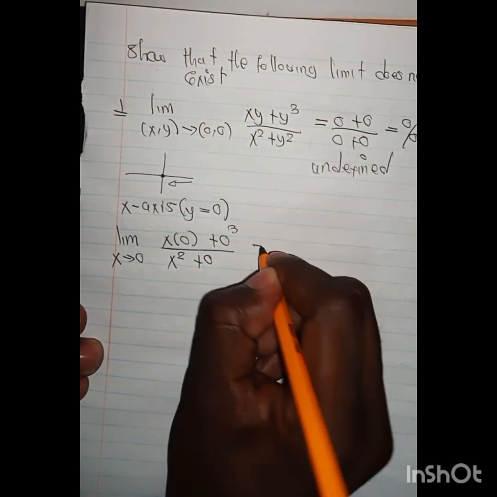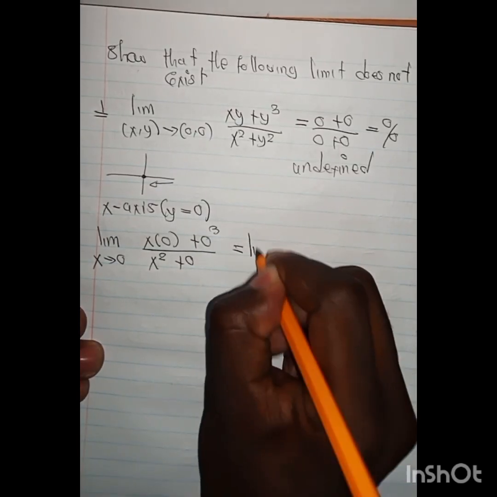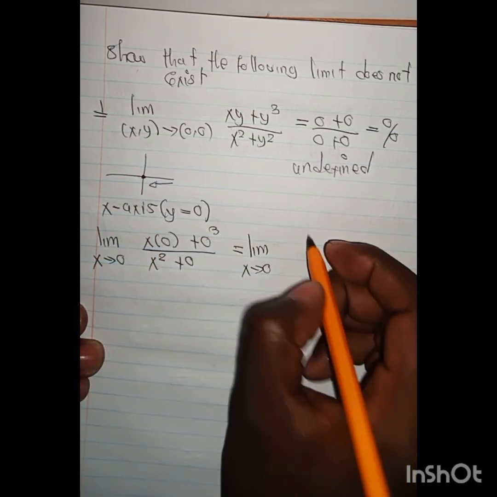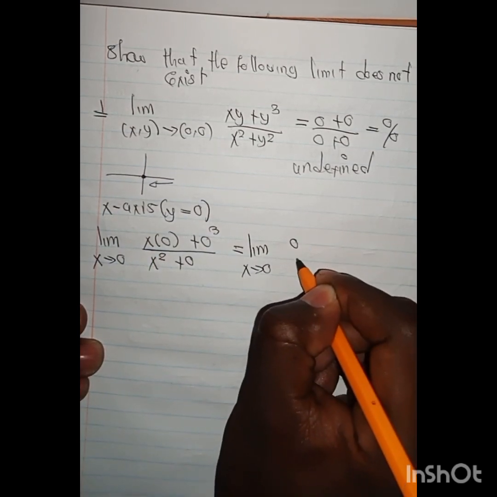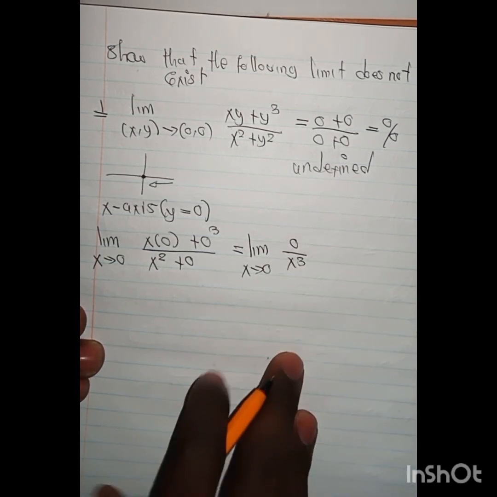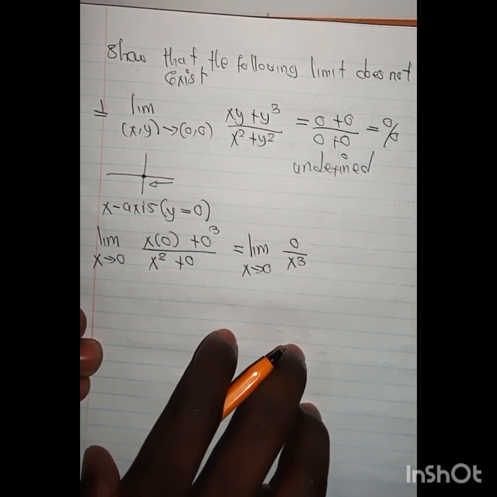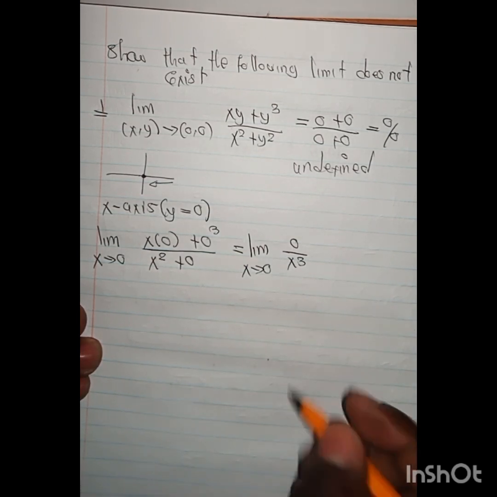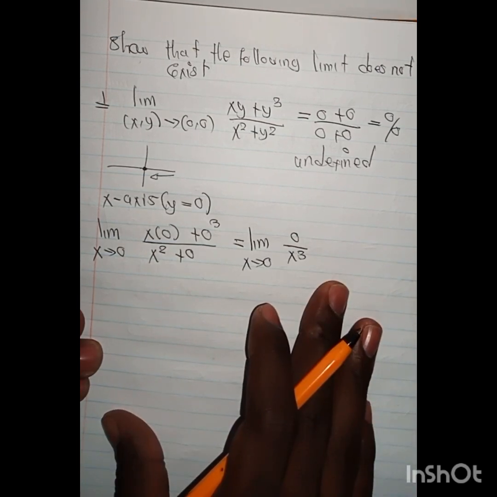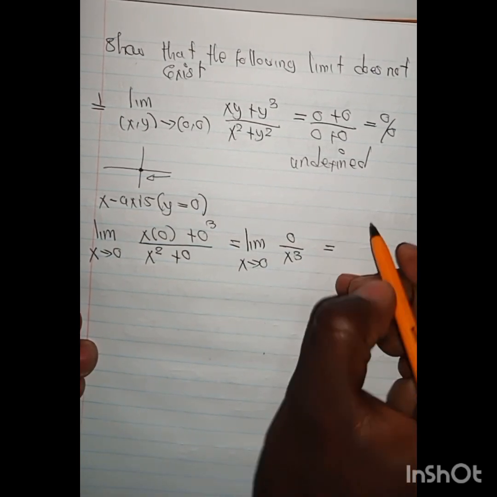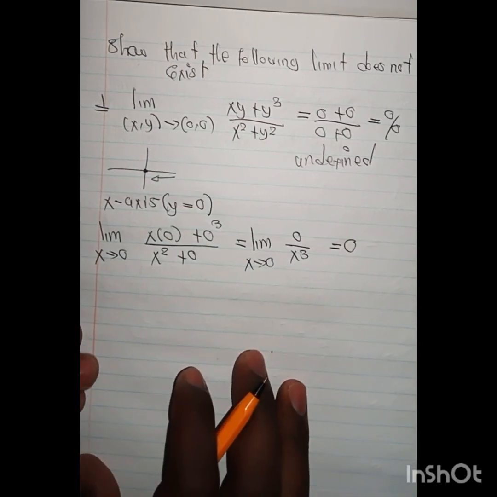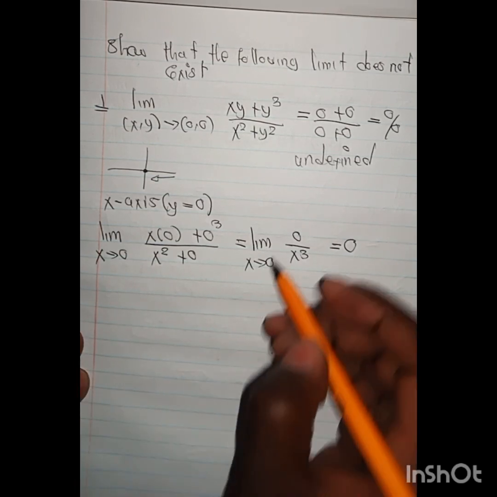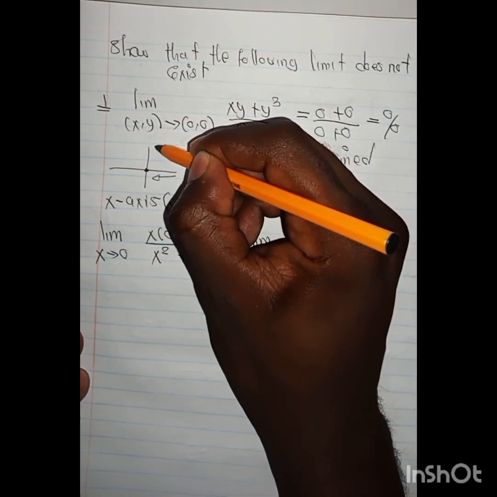Then we have the limit as x approaches 0. x times 0 is just 0, so this is now 0 over x cubed. Then we can do the direct substitution: 0 over x cubed is just a 0. This is a 0.